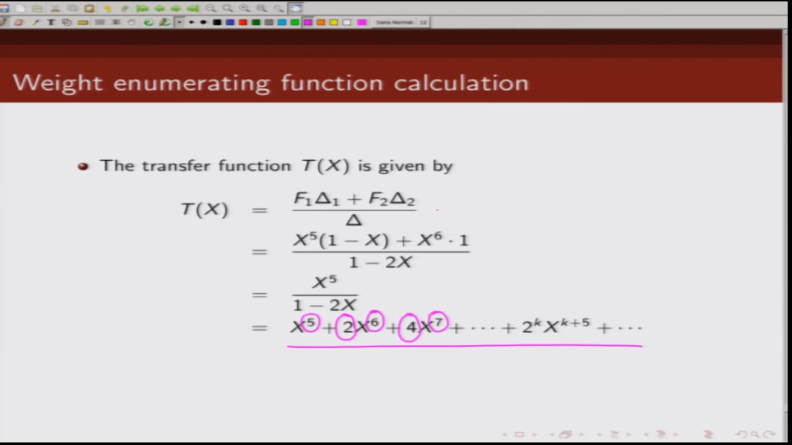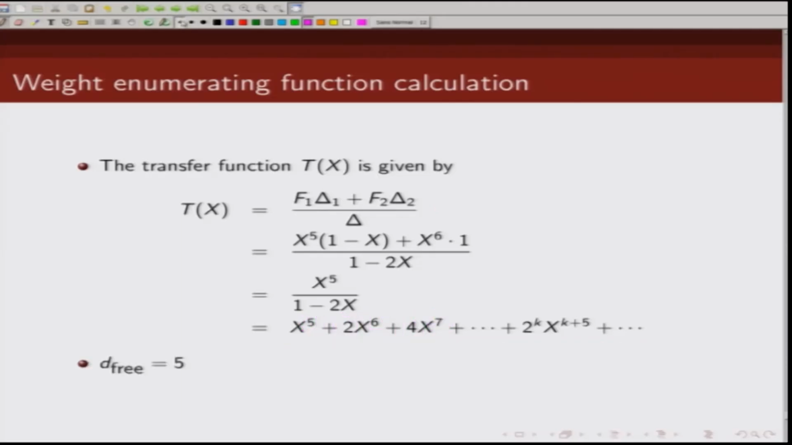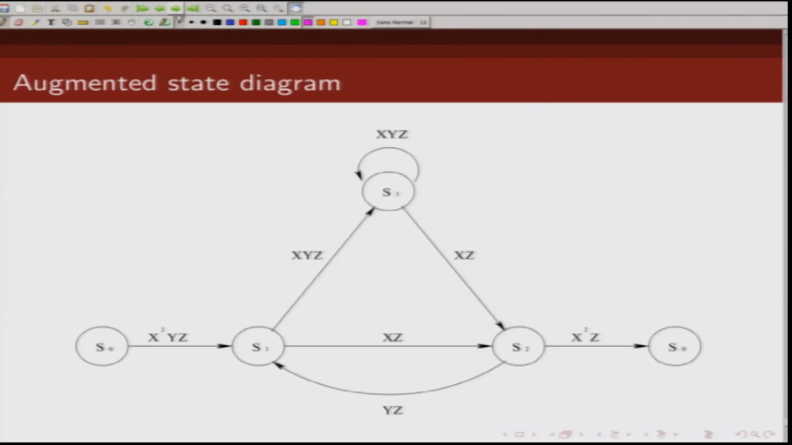So, you can see this transfer function is completely enumerating the weight distribution of my convolutional code. And the same thing I can do with augmented transfer function. And again, because the minimum weight is 5, so free distance of this convolutional code is 5. Now, we repeat the same exercise with the augmented state diagram.